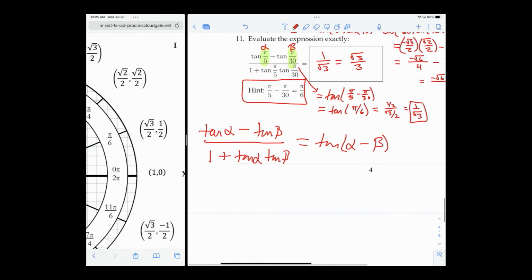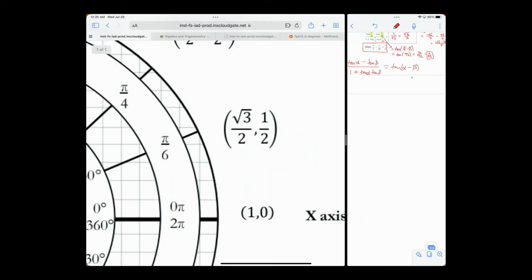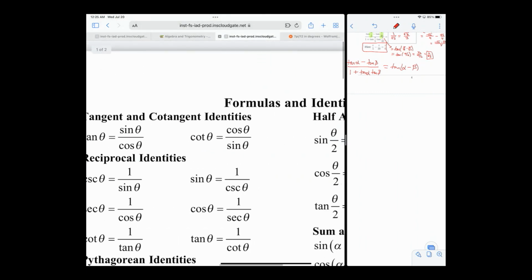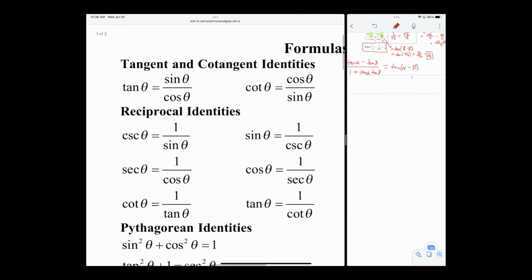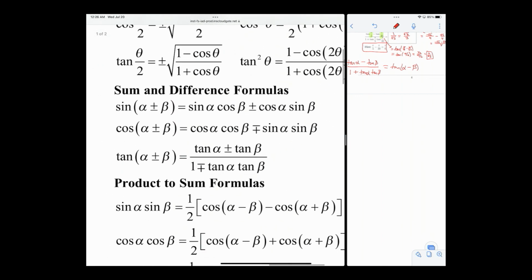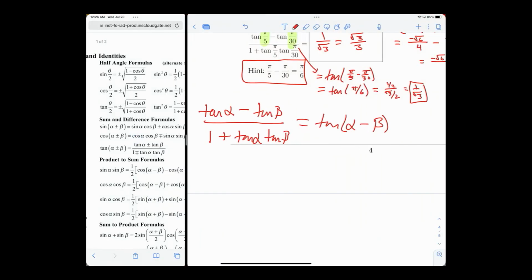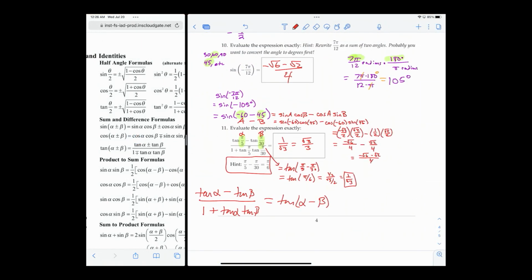So, of course, the key was figuring out what identity it was in the notes, and only the ones. Remember, the test is only covering some of these, just the ones in the first 2 sections. That's tangent and cotangent, reciprocal identities, Pythagorean identities, and then specifically these 3 sum and difference formulas. You're not going to have all of them, but we did on the practice test, I think.